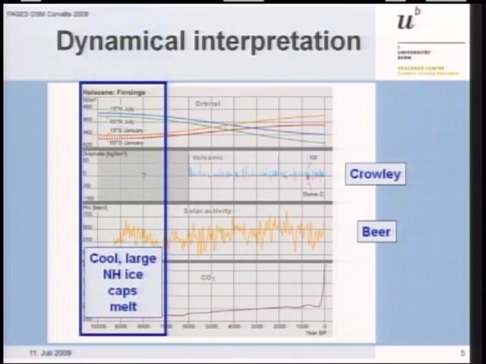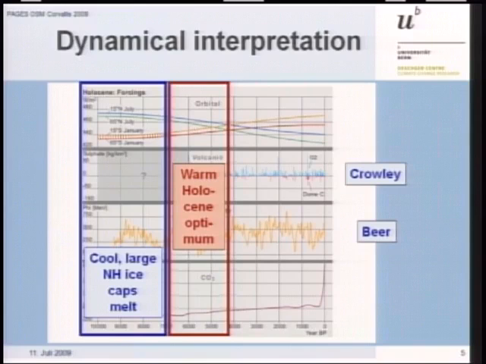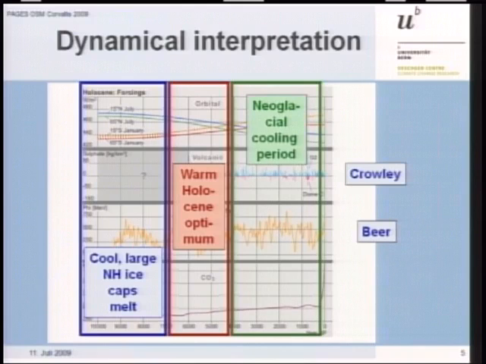It was rather cool. We had the large northern hemisphere ice caps melting, but quite a strong solar insolation in the northern hemisphere. Then we had the second phase with a warm Holocene climate optimum between about 7,000 and say 4,200, and finally the well-known neoglacial cooling period with the glacier advances, and then the final period with the warming.